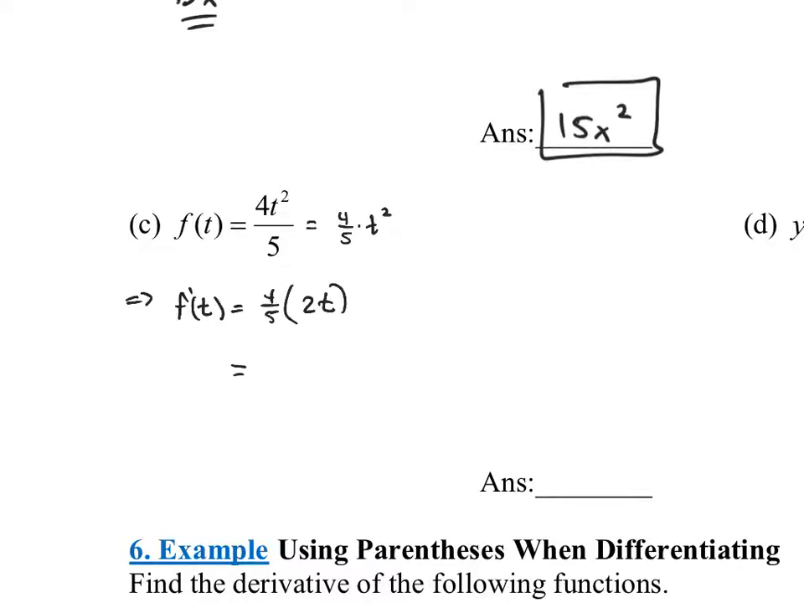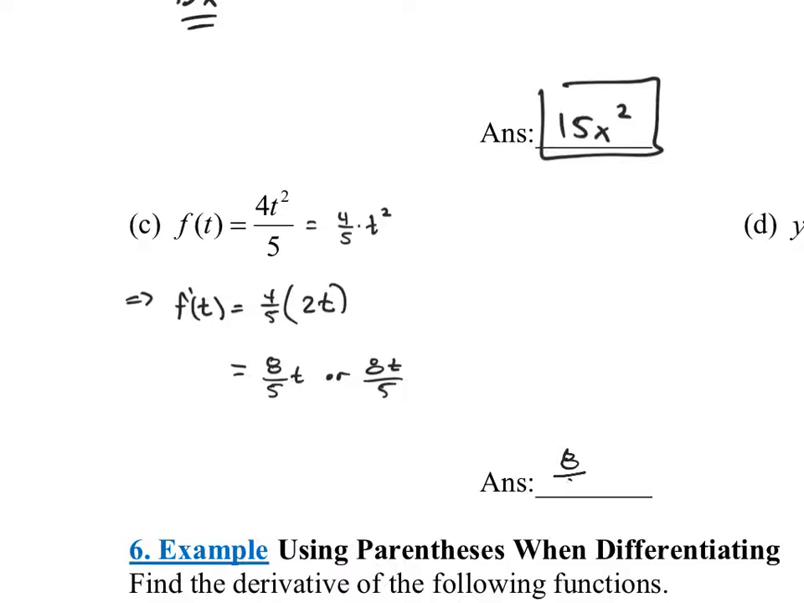But we need to simplify this. 4 times 2 is 8. So we could either write this as 8/5 t or 8t over 5. I don't care which way you write it. Totally up to you. If you write it how the original problem was written, you'd write it as 8t over 5. You're going to see me write both of those this semester. It truly doesn't matter which one of those you do.